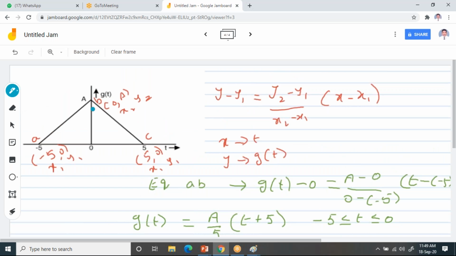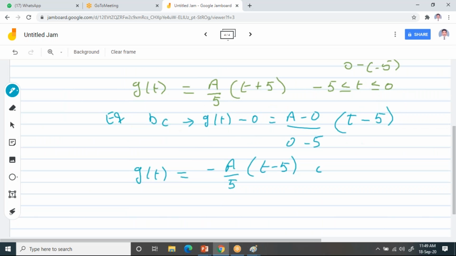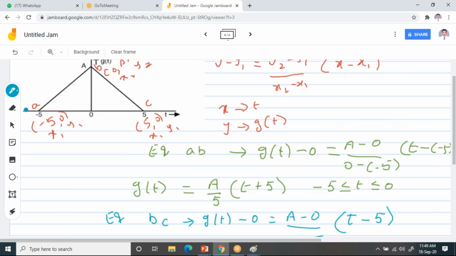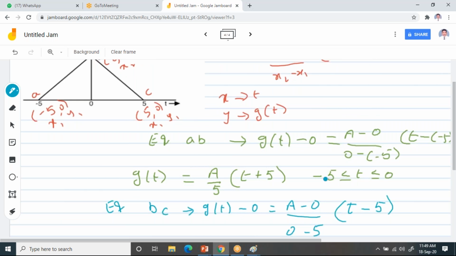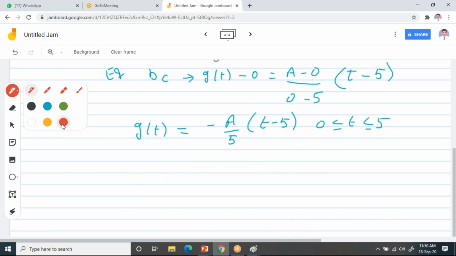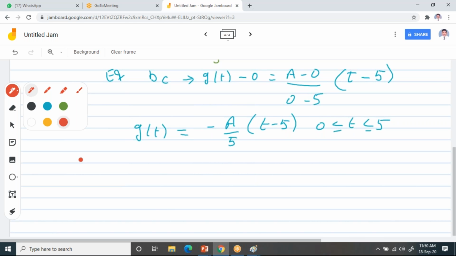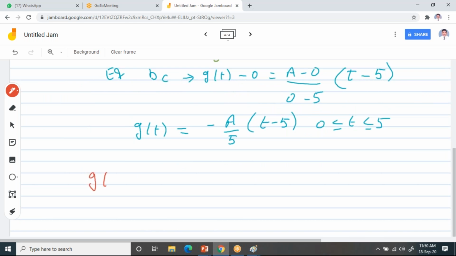So I can write the coordinates for this as 0 less than or equal to t less than or equal to 5. Now observe it, your total waveform is existing from minus 5 to 5, but from minus 5 to 0, we have one equation, and from 0 to 5, we have another equation. So I'll write the total equation now. My g of t, now I can write it as a by 5 into t plus 5.